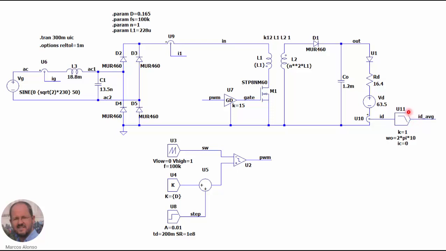Also, remember that these elements here and here, all these elements that are not available with the distribution of LTSpice, are from our Simulink compatible control library. There are videos explaining this library, and also you can download this library from my website.